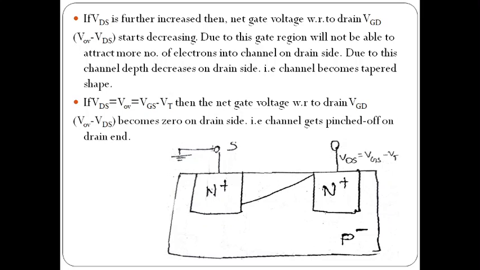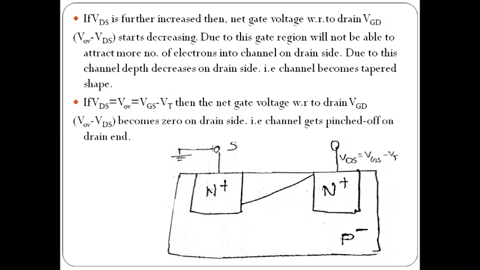So due to this reason, channel depth decreases on the drain side. That means the channel becomes tapered in shape. You can observe the diagram here. Tapered shape means it is not directly connected to the drain. It is disconnecting from the drain.